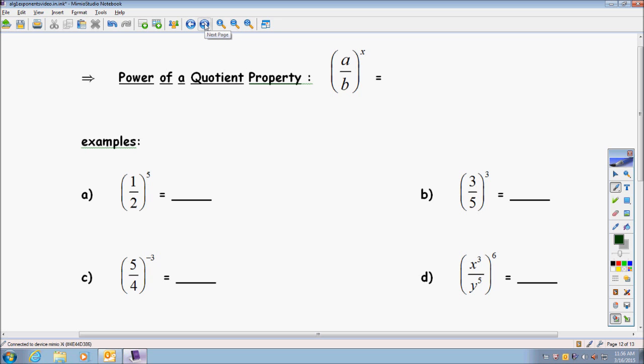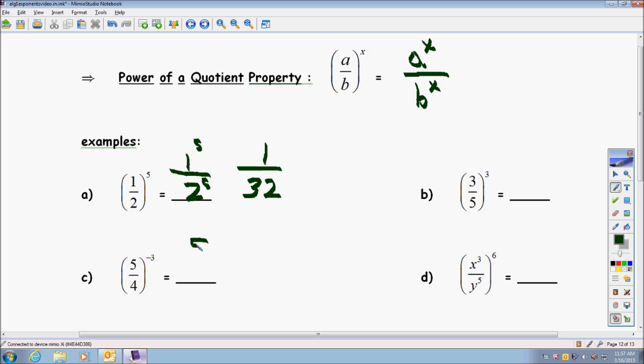Power of a quotient. This is where everything gets multiplied by the exponent outside the parentheses. What we're going to have is a to the x over b to the x. Very similar to the property we did a while back, only there's a fraction this time. So it's going to become 1 to the 5th over 2 to the 5th. Which is 1 times 1 times 1 times 1 times 1, which is 1, over 2 times 2 times 2 times 2 times 2, which is 32. Remember, these bases are not the same. We cannot subtract exponents.